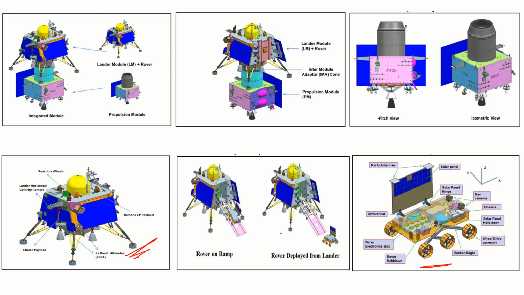And secondly, it has the Alpha Particle X-ray Spectrometer. Why is it required? To determine the elemental composition such as magnesium, aluminum, silicon, potassium, calcium, titanium and iron of the lunar soil and rocks around the lunar landing site.